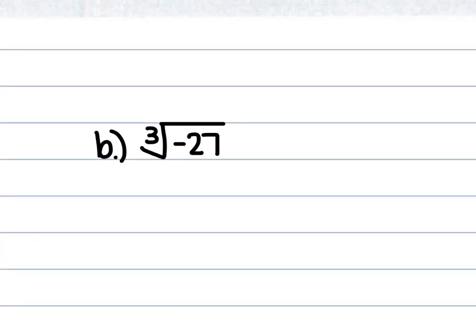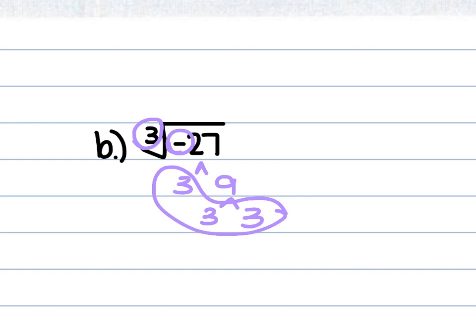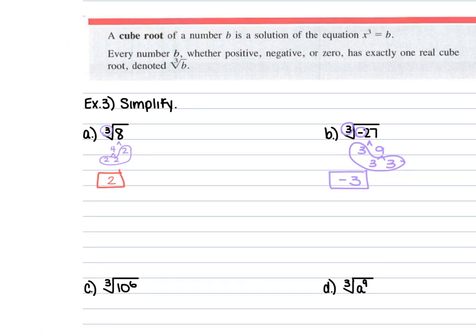For B, we have the cube root of negative 27. So we do have that negative there. We're going to make sure we keep that with our answer. 27 is 3 times 9. 9 is 3 times 3. We're looking for a group of 3. We have one here. So this is going to be negative 3. The cube root of negative 27 is negative 3.